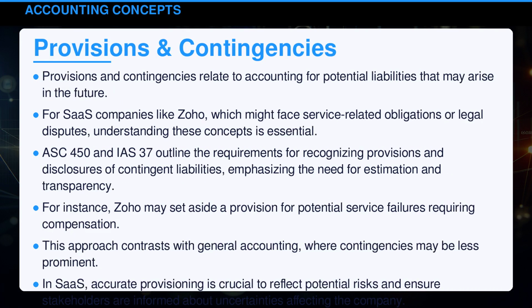Provisions and contingencies relate to accounting for potential liabilities that may arise in the future. For SaaS companies like Zoho, which might face service-related obligations or legal disputes, understanding these concepts is essential. ASC 450 and IAS 37 outline the requirements for recognizing provisions and disclosures of contingent liabilities, emphasizing the need for estimation and transparency. For instance, Zoho may set aside a provision for potential service failures requiring compensation. This approach contrasts with general accounting, where contingencies may be less prominent. In SaaS, accurate provisioning is crucial to reflect potential risks and ensure stakeholders are informed about uncertainties affecting the company.